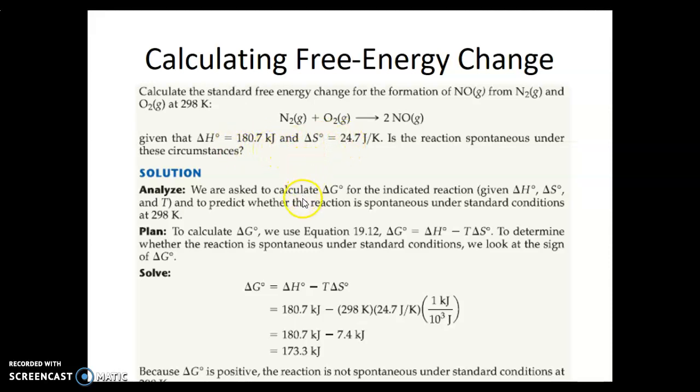And so when you calculate it out and you put in the numbers in there, notice that you have to convert the joules per Kelvin for the entropy value into kilojoules. And so this is your little conversion factor. You're moving the decimal point over 3 spaces to the left. And so when you do that, you can see that the entropy change is not nearly as great as the enthalpy change. And so enthalpy wins, and this reaction is non-spontaneous.